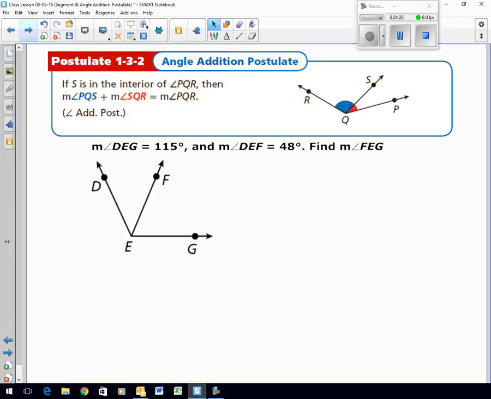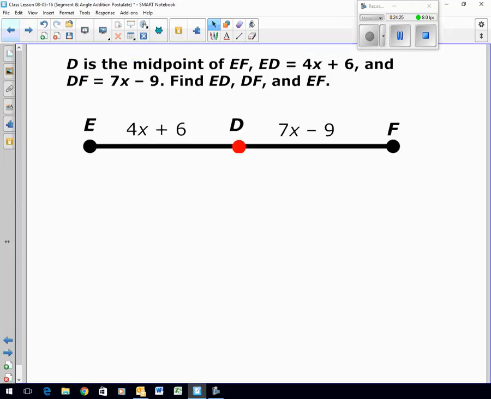I'm going to see how many we've got left. Okay, I've got 3 more I have to do, but I'm going to give you your break first, so longer than we needed to. Next up says D is the midpoint of EF. ED is 4x plus 6, and DF is 7x minus 9. Find E to D, D to F, and E to F.